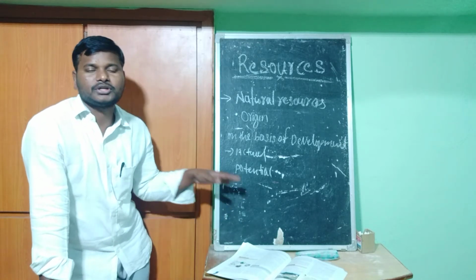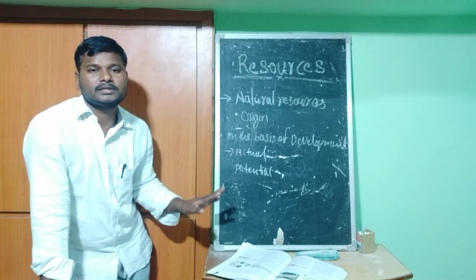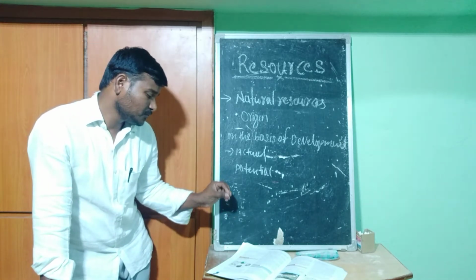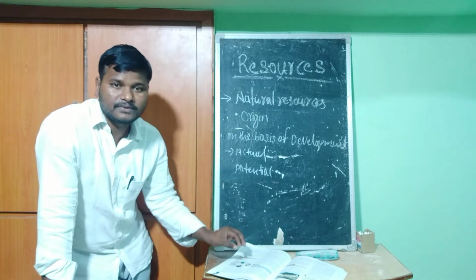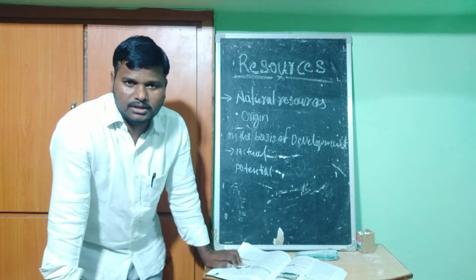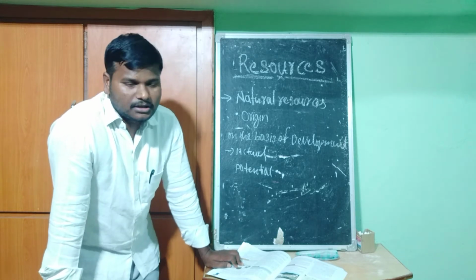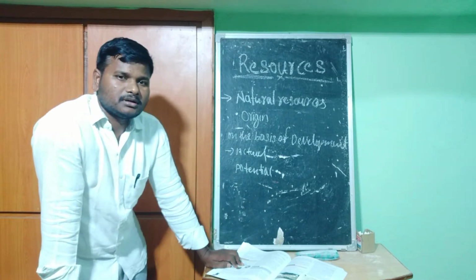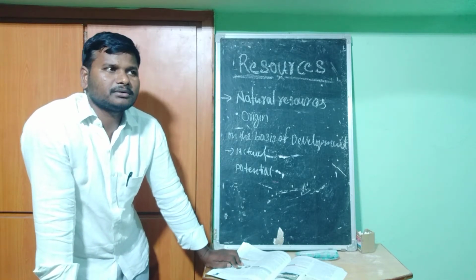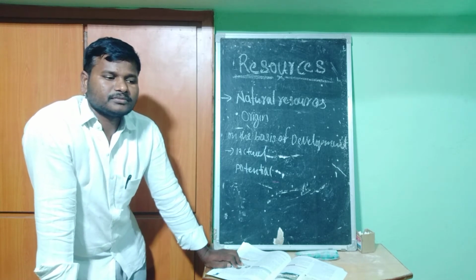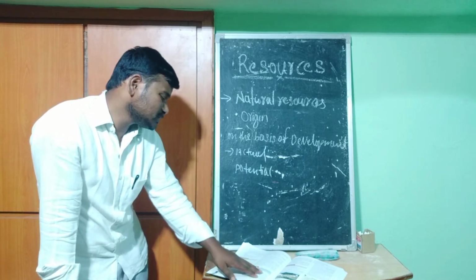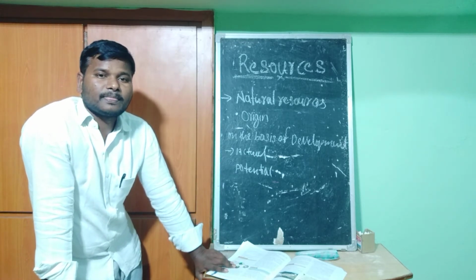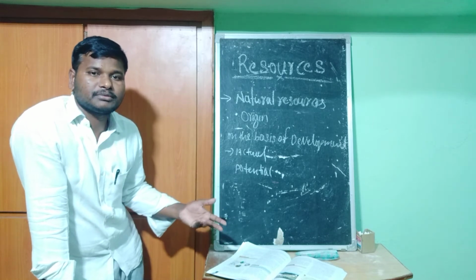These potential resources are not being utilized completely because we do not have sufficient technology and money. So maybe in the future we may use that potential energy completely, but now we are not using it properly, only in some part. Through windmills, the wind is being used to generate energy. So that we can take as potential energy.